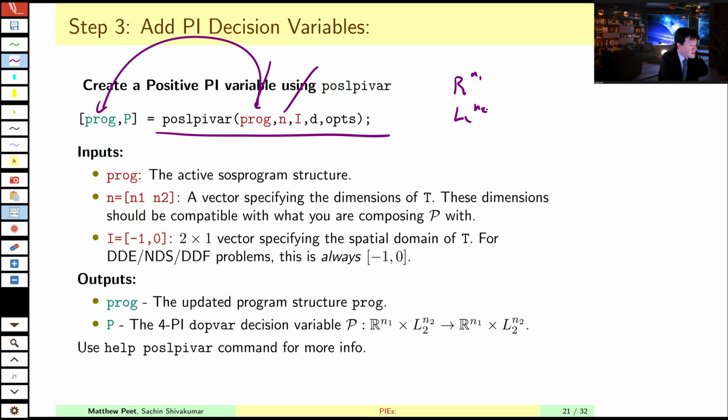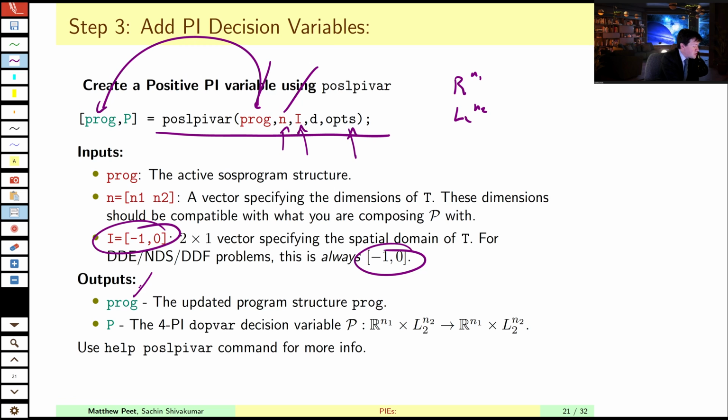And there are only two of them because it's a positive operator, it has to be square. So there are only two terms in there. The interval here for at least DDEs, NDSs, and DDFs is always going to be -1, 1, because once you've converted to a pi, it scales the length of that infinite dimensional state to be -1, 0. So this is always going to be the same, don't mess with that. There are additional options which you can use help pos lpivar to figure out. And they can get rather complicated, but the simplest implementation is just this.